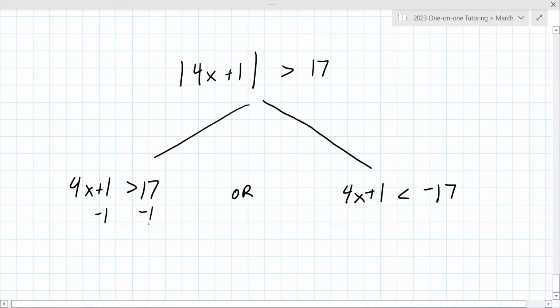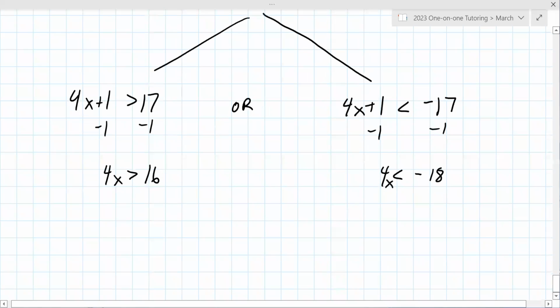Subtract 1 from both sides, 4x greater than 16. Subtract 1 from both sides, 4x less than -18. Notice the steps are the same. Like you're now going to divide both of them. So you can either choose to do them at the same time, or to work them one and then the other. X greater than 4, x less than -9 over 2.